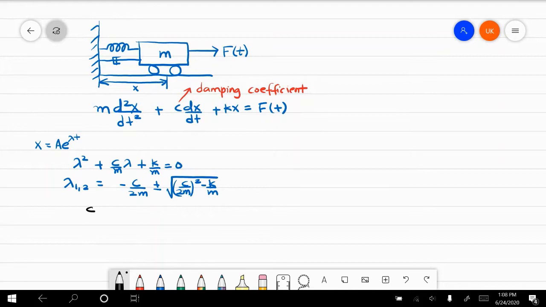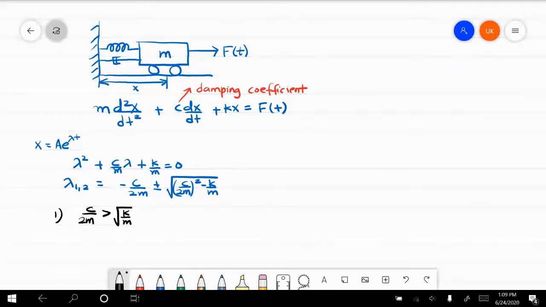Number one was c/2m greater than square root of k/m, and in this case the solution was found to be real and negative. And when the solution is real and negative, we analyzed the solution function, and we concluded that it will lead to an overdamped motion. So there are no oscillations, but the motion will just monotonically decay.